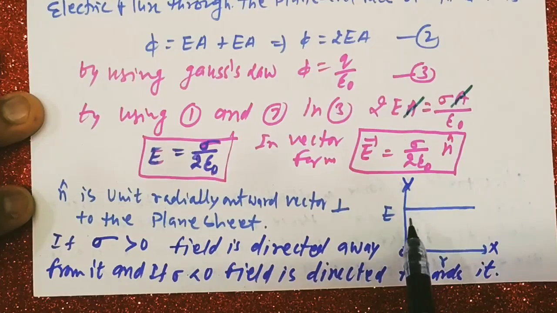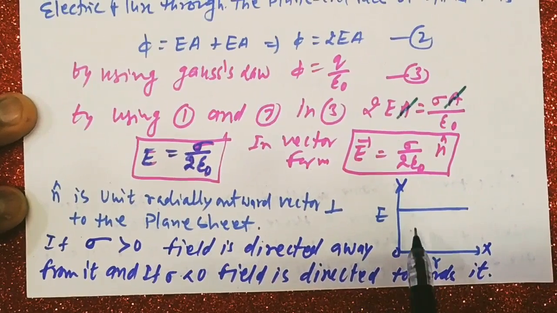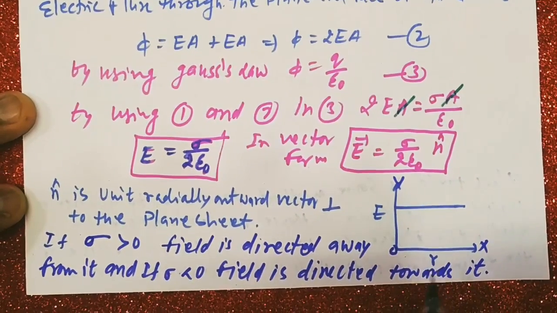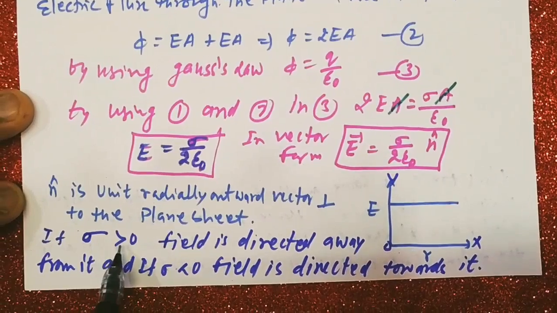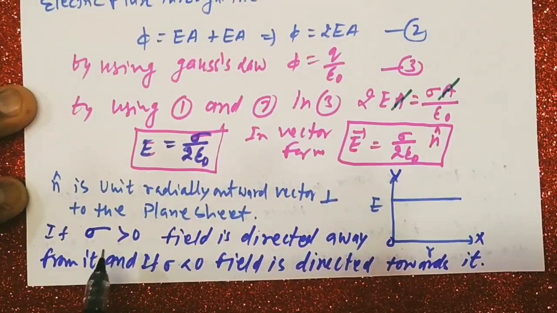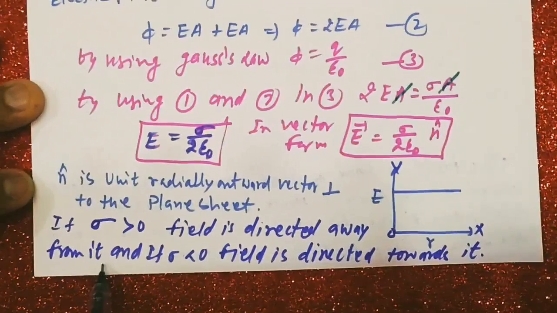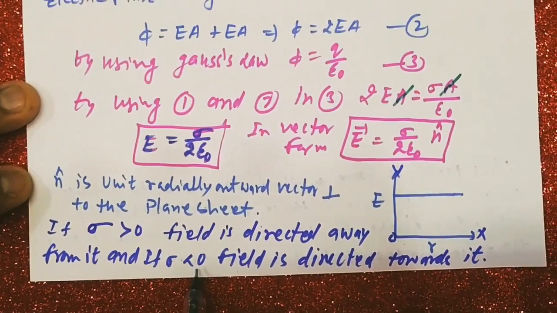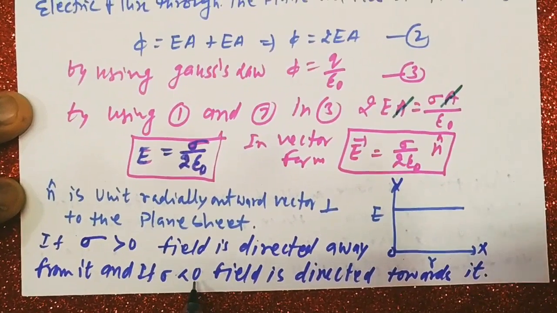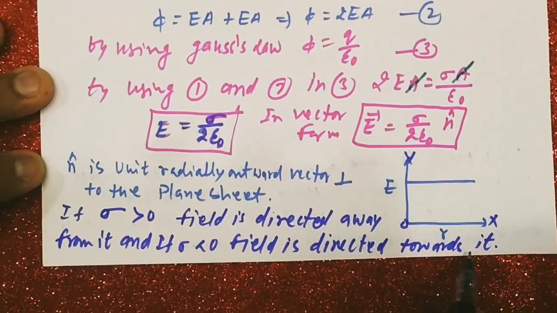Very important, the electric field does not depend on r. Here we get a line parallel to the r axis. If sigma is greater than 0, means if the surface charge density is positive, the field is directed away from it, and if sigma is less than 0, if sigma is negative surface charge density, then the field is directed towards it.